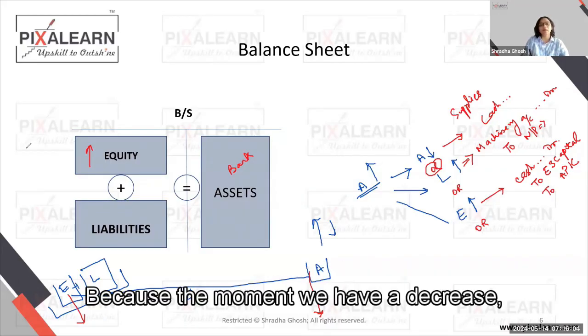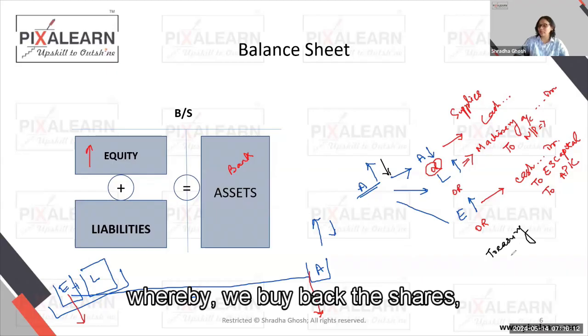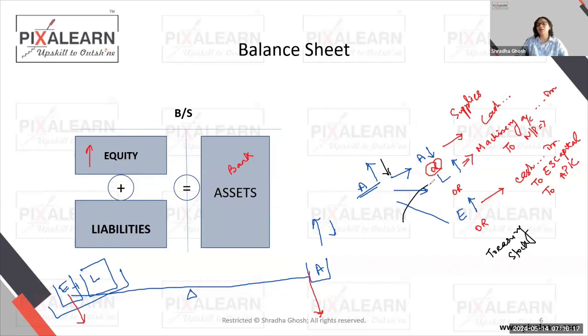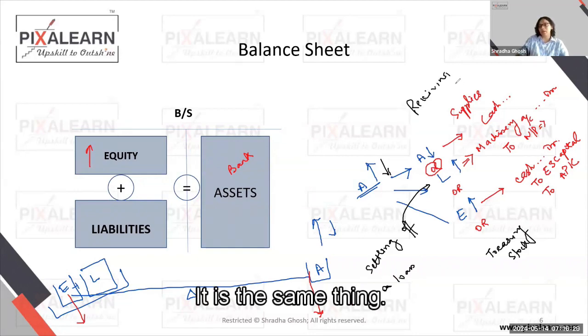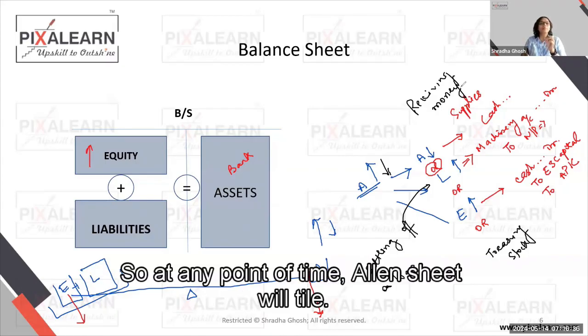Why? Because the moment we have a decrease, then instead of raising an issue for capital, we can have a treasury stock whereby we buy back the shares. Or you can have the repayment of a liability while we are settling off a loan. Or it can be a situation where a debtor is paying me the money. So I'm receiving the money. I receive the money from a debtor, one asset comes down, another asset goes up. So at any point of time, the balance sheet will tally.